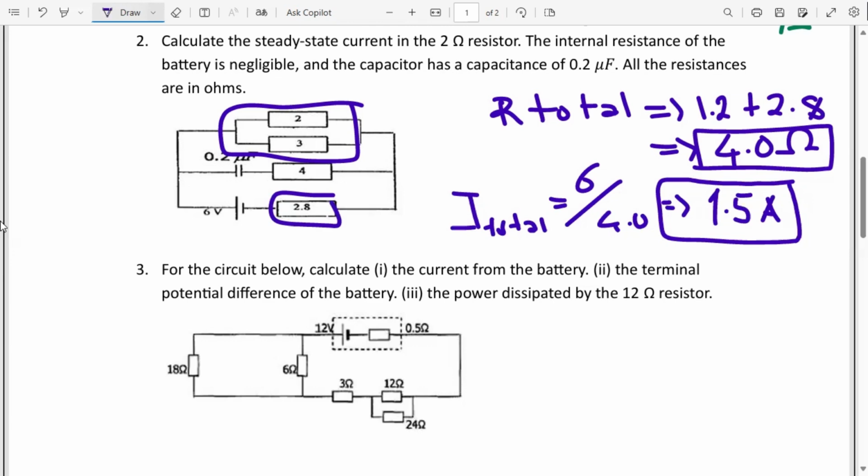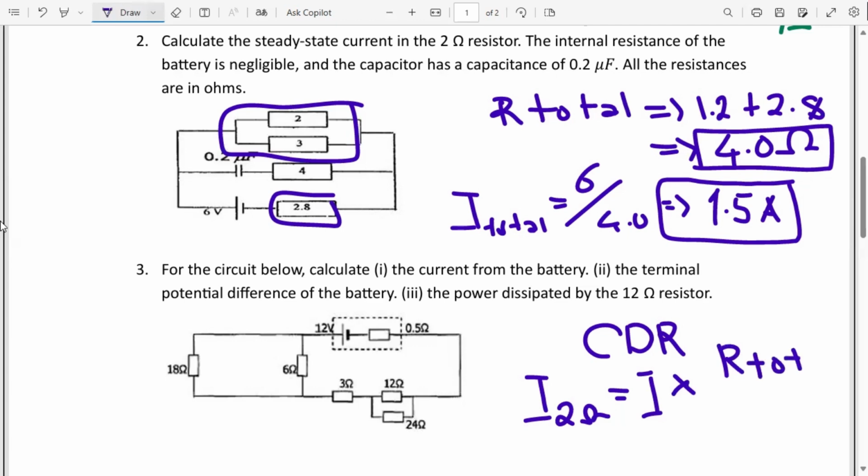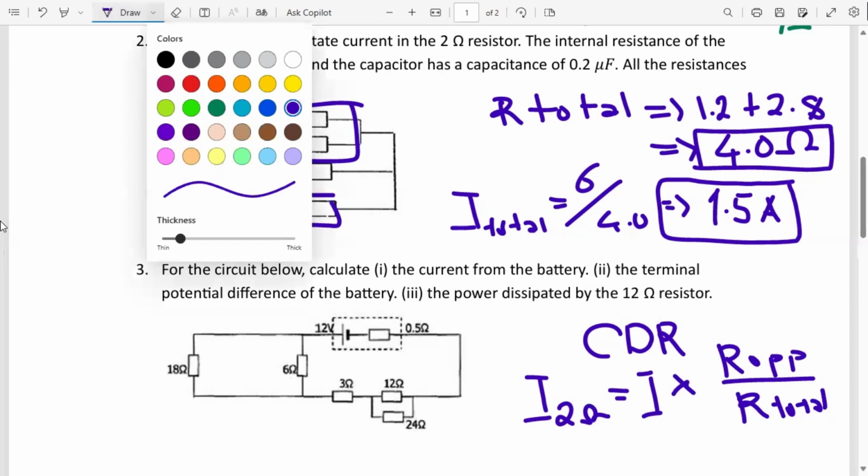So what are we going to do to calculate the current in the 2 ohms resistor? We are going to use the same rule that we applied in question 1, which is known as the current divider rule. The current in the 2 ohms resistor will be equal to the total current passing through this system multiplied by the resistance of the opposite resistor over R total, where R total is the combination of the two resistors that are parallel to each other.